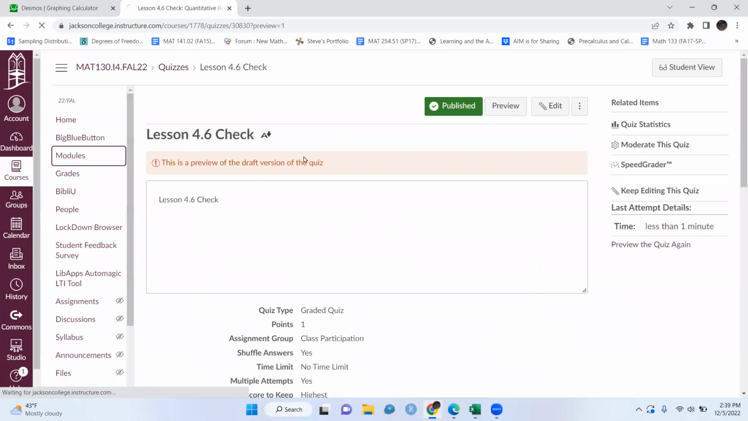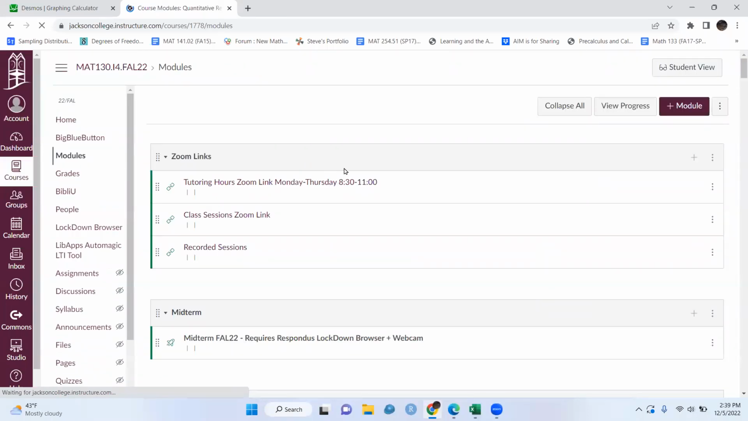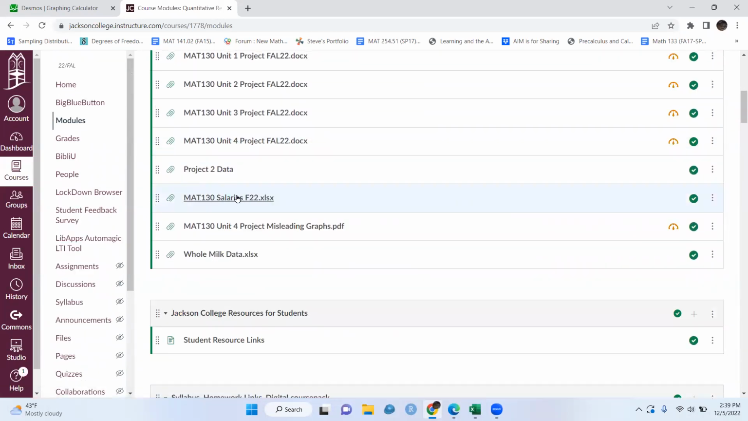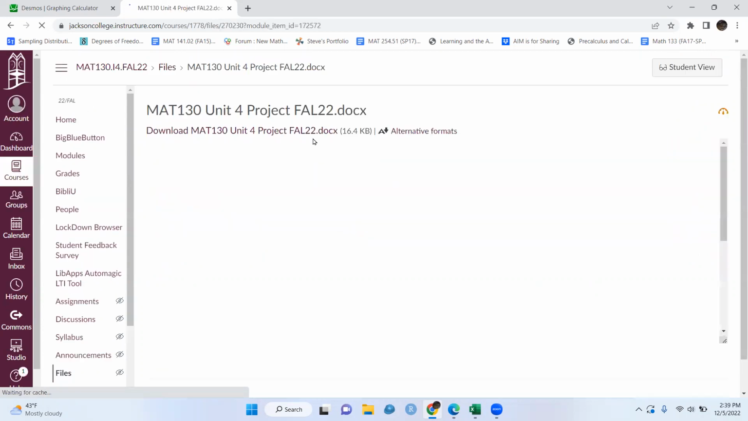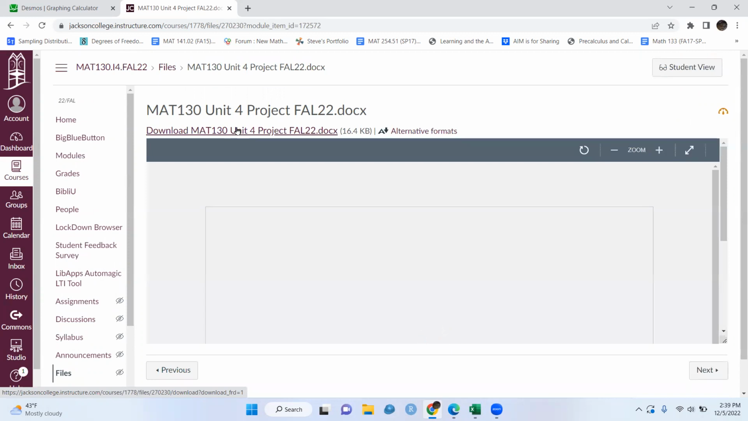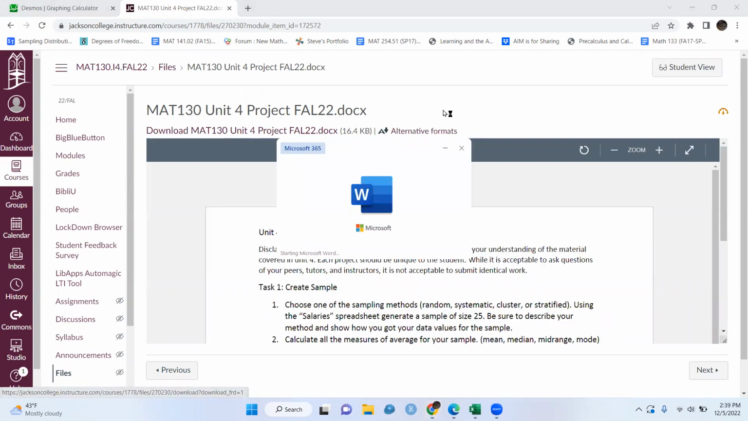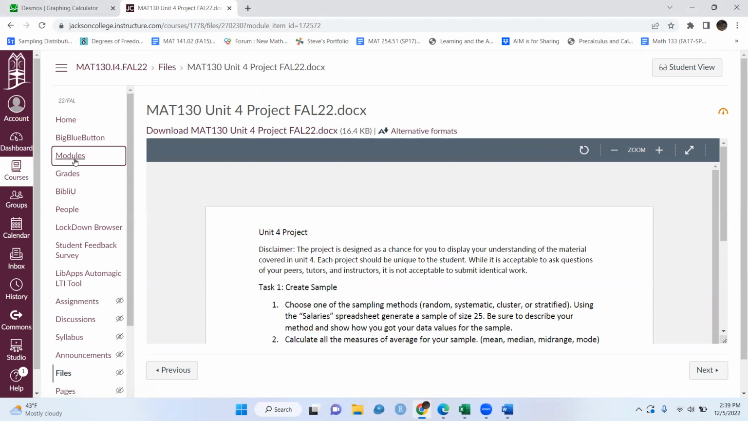Okay, so I put in the rest of the data yesterday that you need for the project. So there's the salaries data. These two other things that you need, this misleading graphs and the whole milk data, we'll learn about in class on Wednesday. But for now, we can do the rest of the project. So let me download this and we'll kind of talk through how you can finish this project.